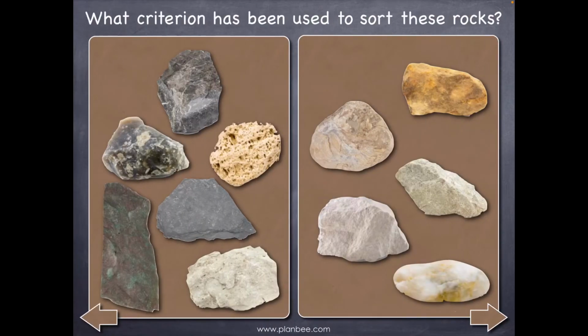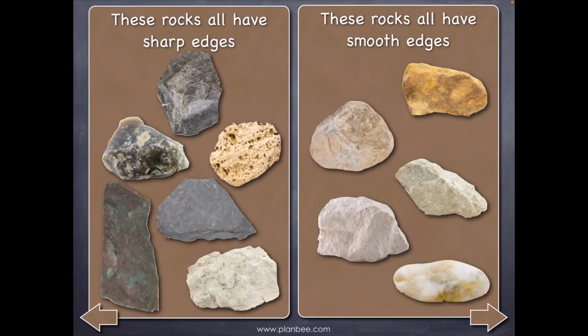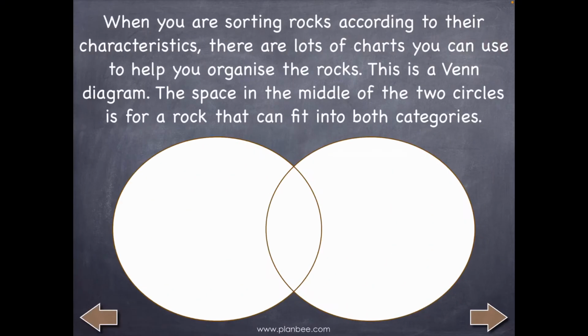What about now? How have we separated the rocks now? Pause the video and have a think. What is the difference between these two groups of rocks? The difference that has been identified here is that these rocks on the left have very sharp edges and the rocks on the right are a bit smoother. There are many different ways to sort rocks.